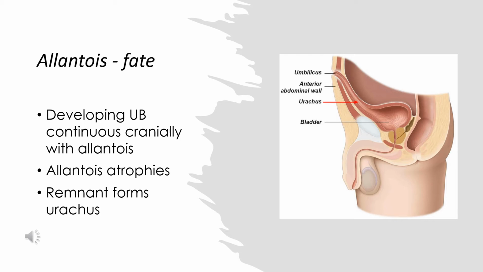The developing urinary bladder is continuous cranially with the allantois, and it is somewhat uncertain whether the allantois actually contributes to the formation of the urinary bladder. But what happens is that the allantois atrophies, and after birth, it is represented by a fibrous band, which is called the urachus, which is present in the median umbilical ligament. And this fibrous band or the urachus extends from the apex of the bladder to the umbilicus.